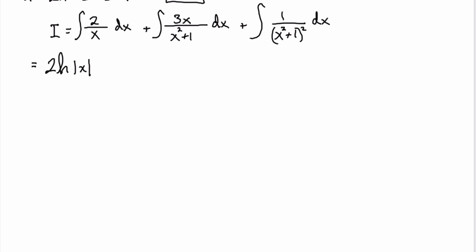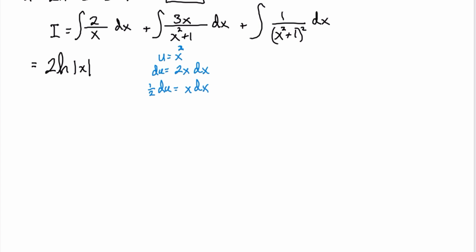So let's let u be x squared. Then du is 2x dx. I don't see a 2 in the original integral, so let's divide by 2. 1/2 du equals x dx.